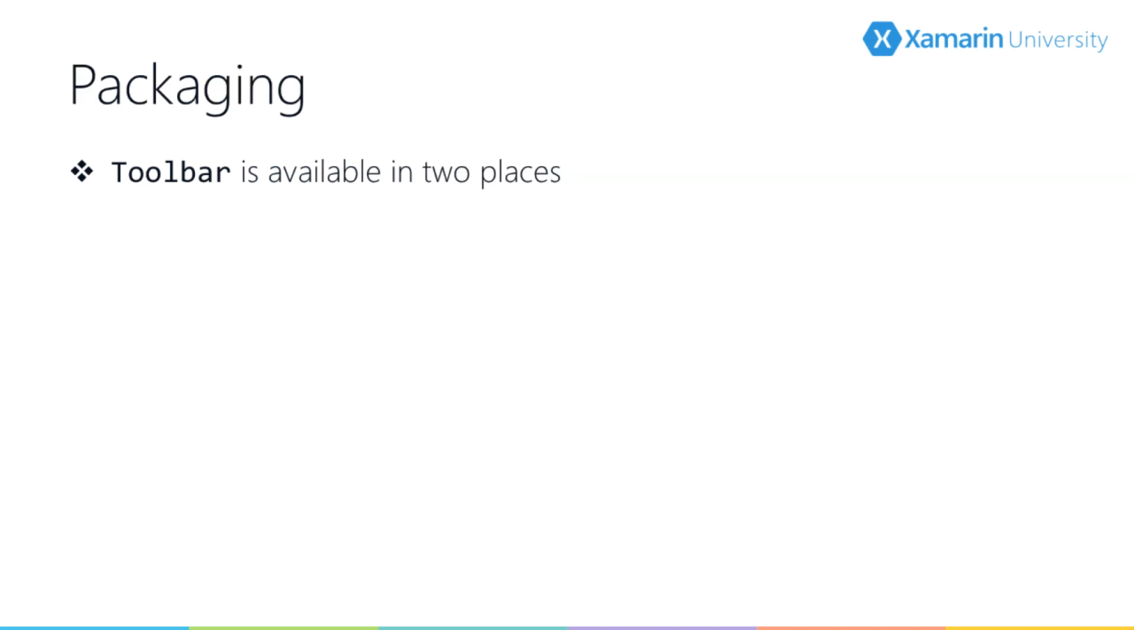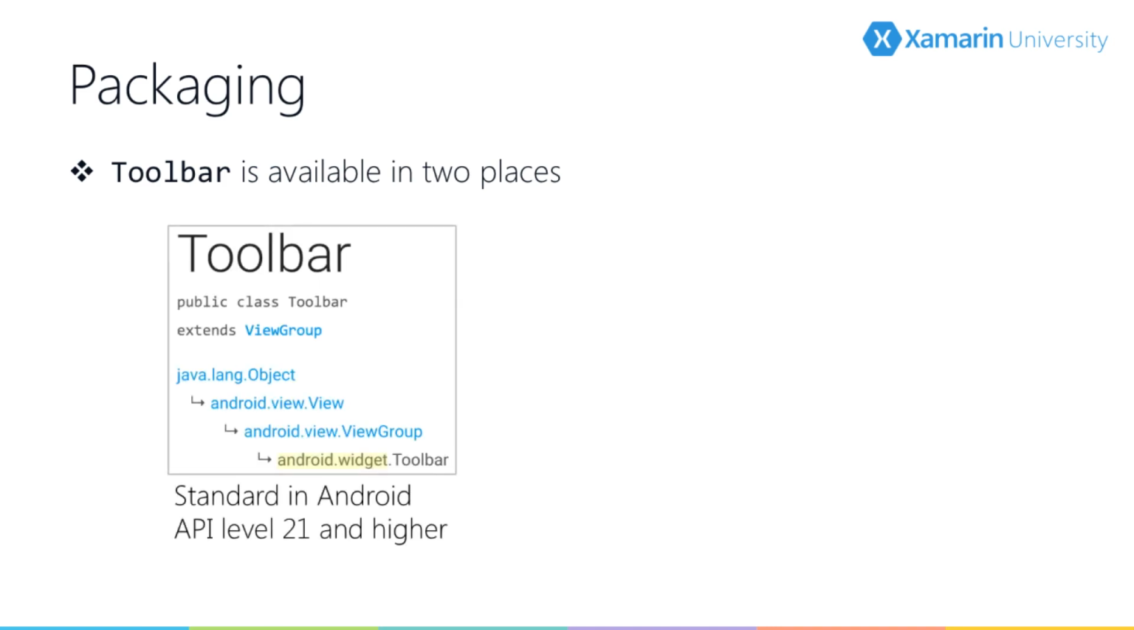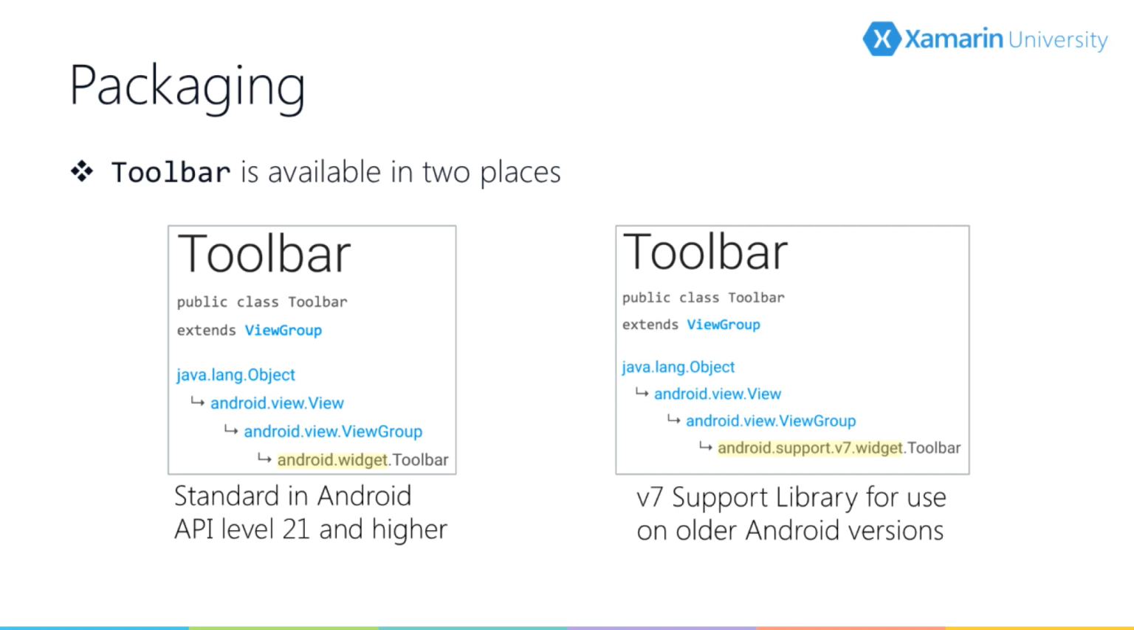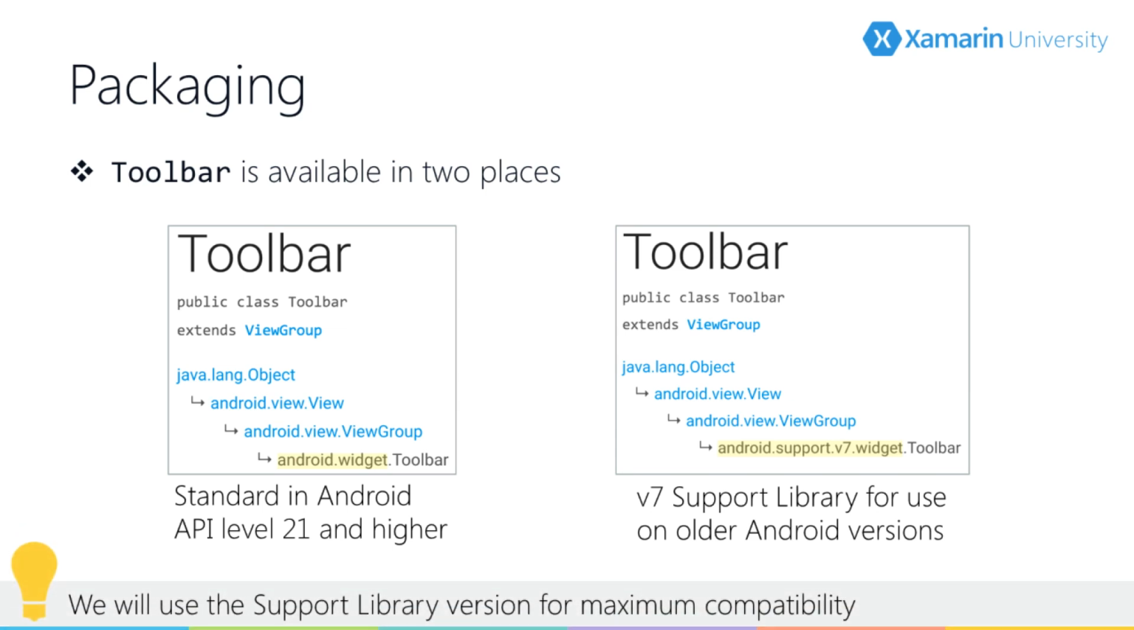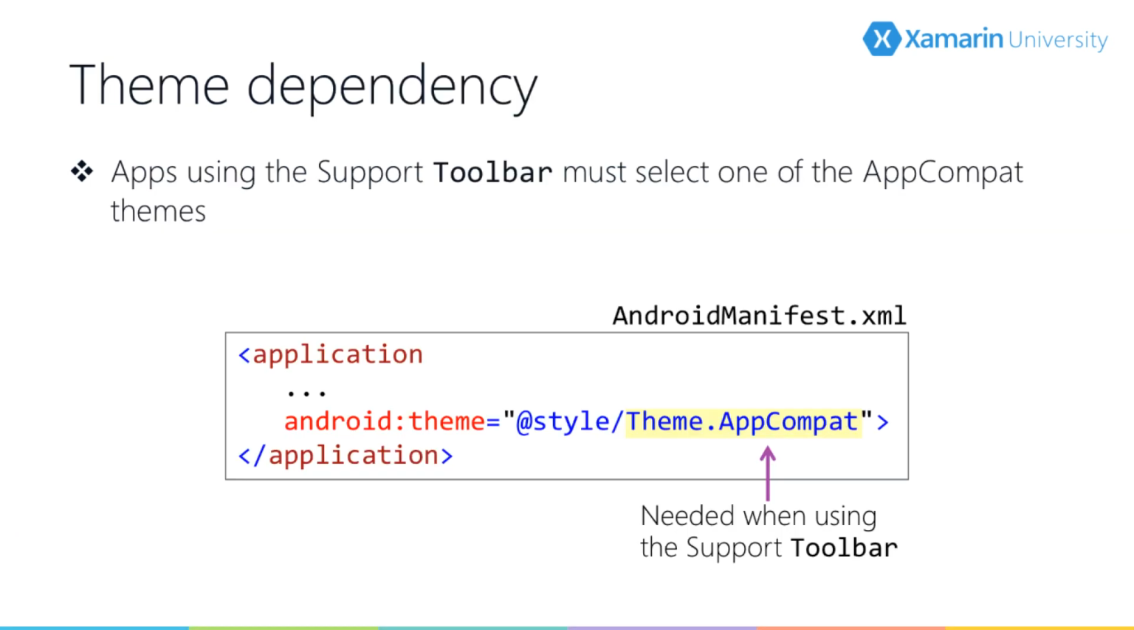There are two implementations of toolbar available. There's the standard one that arrived in API 21, and if you need to support previous versions of Android, you can use the support library version. In this course, we are going to go ahead and use the support version. The support toolbar has a dependency on the app compat theme, so you need to select one of those for your application. If you don't, you'll get an exception when you try to create a toolbar.